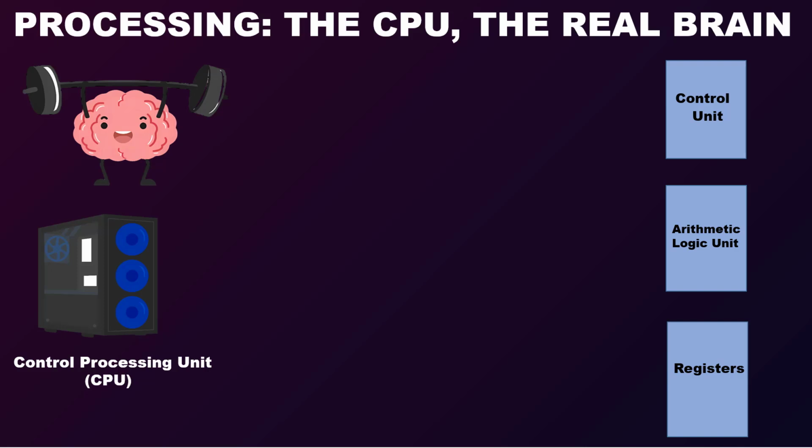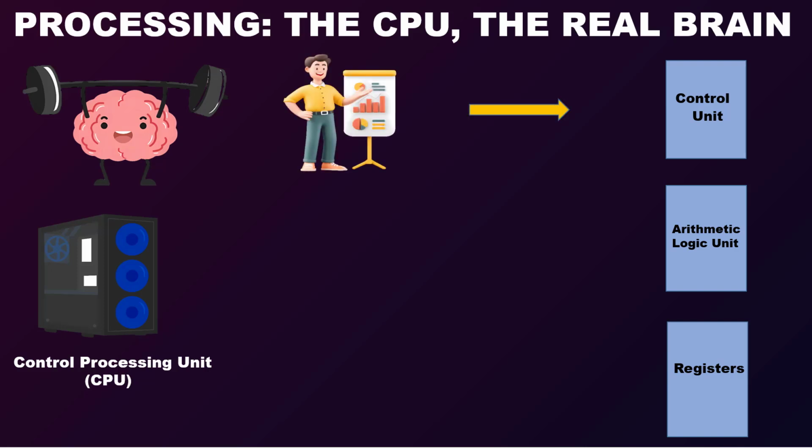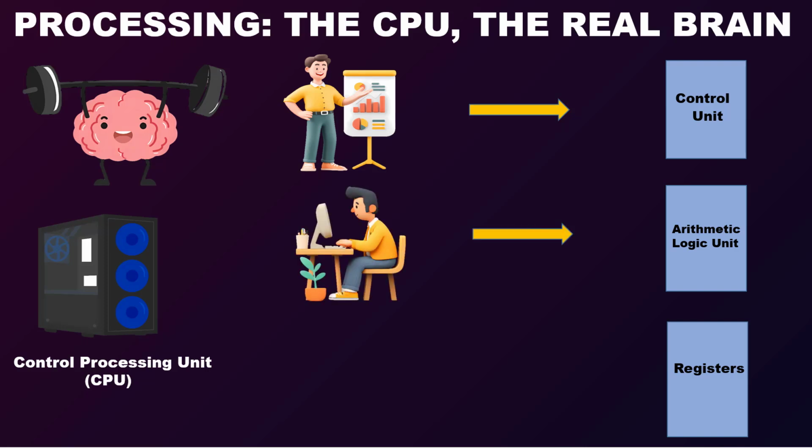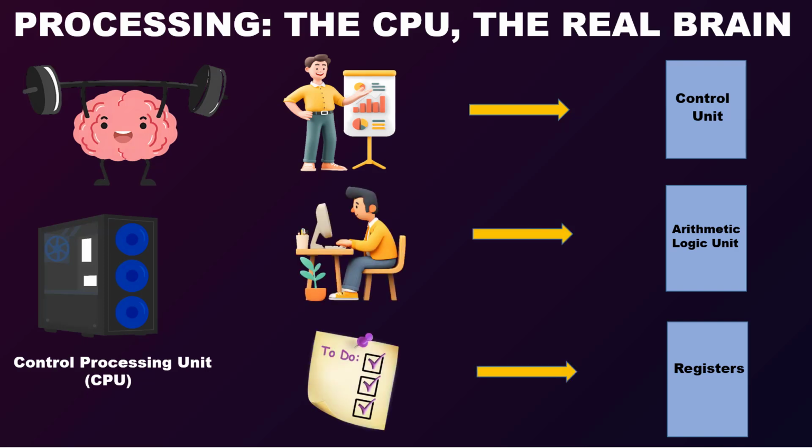Let's compare this to a company. The control unit is the manager giving instructions. The ALU is the worker doing calculations. The registers are the sticky notes on the desk for temporary info. All this happens while the CPU follows a recipe, a set of instructions called a program written in code. And yes, when you open Chrome, edit a photo or play a game, your CPU is executing millions of such micro instructions every second.